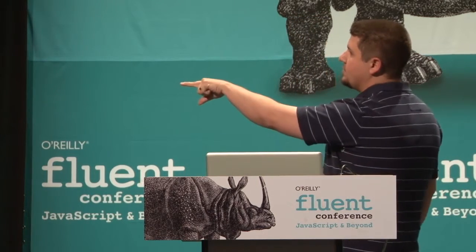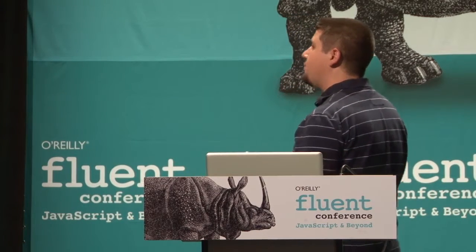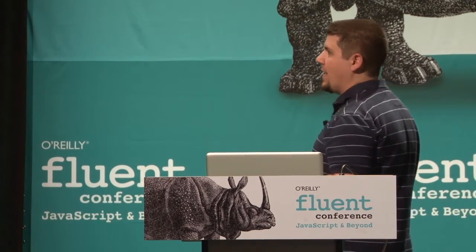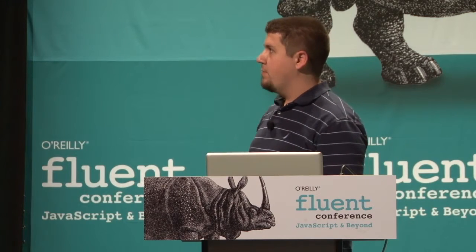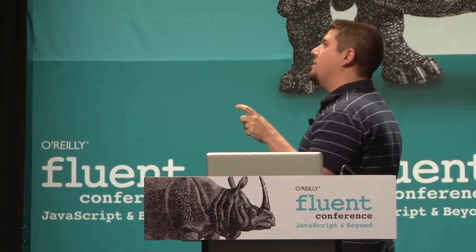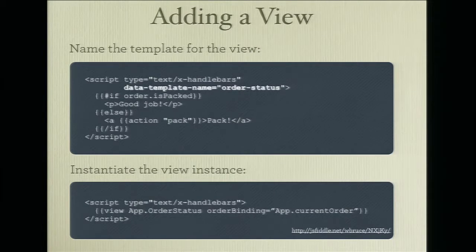So what happens here when we do this is it's going to create that instance of the view, and then it's going to insert it at that point. And the view is going to look up the template, which is the order status up above, and it's going to take that template, and the context of that template is going to be that view. So our order is going to be app.currentOrder in the context of that template. So it's going to work the same way that it did before. We just have this view object in between.